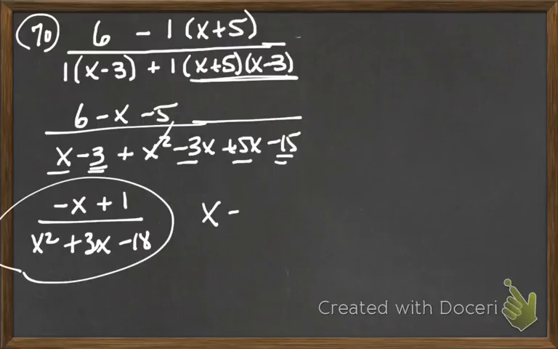And what are the two excluded values? I've erased my problem. Is it 0? What's in the denominators? X plus 5. I erased the original problem. X plus 5 and x minus 3. So negative 5 and positive 3.